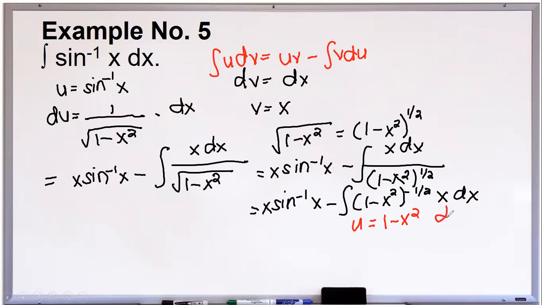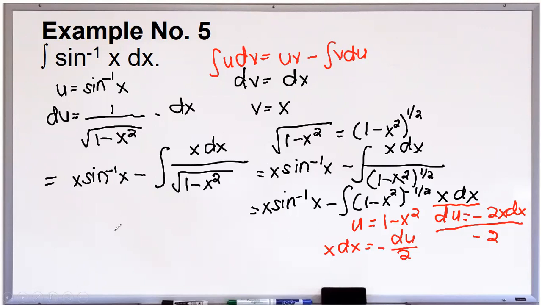Then derivative of u, which is equal to negative 2 x dx. Ang problema natin, ito x dx, ito negative 2x dx. So, ang gagawin natin, i-divide natin both sides ito by negative 2, which means ang x dx natin is equal to negative du over 2.